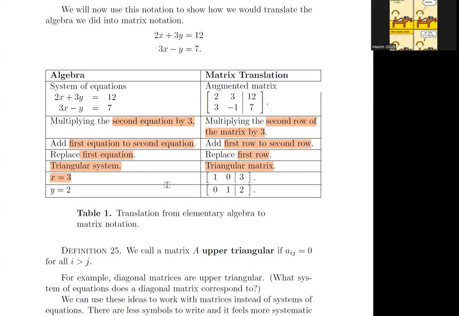Also, a triangular system corresponds to a triangular matrix. X equals 3 corresponds to having the row 1, 0, 3. Because if we multiply this 1 by 2 matrix by xy, we get x, and on the other side we get 3. On the other hand, y equals 2 is the same thing as 0, 1, 2. So this is how we know we've solved for x when we have a 1, 0 for a 2 by 2 system. And this is how we know we solved for y if you have 0, 1 in a 2 by 2 system. And this is another goal.